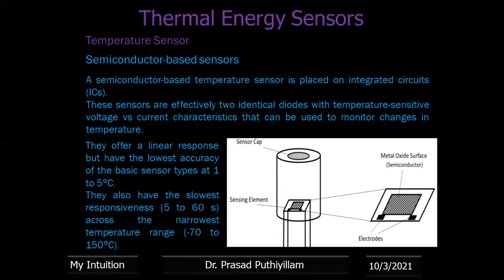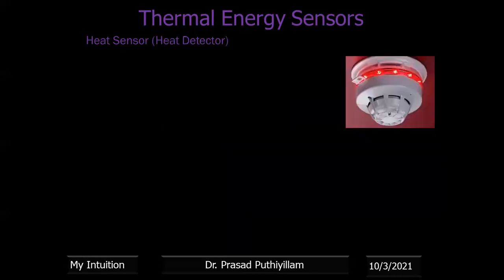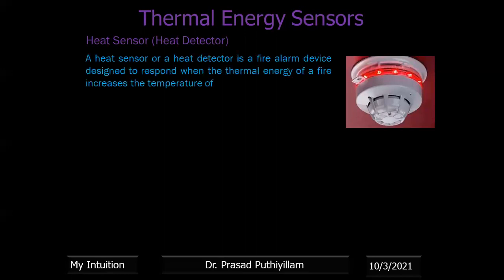Within 60 seconds, it will measure the changes in temperature across a narrowest temperature range of 70 to 150 degrees Celsius. Now the heat sensor, or usually we call it a heat detector. You might have seen this type of device in our home or in a shopping mall. The heat sensor or heat detector is a fire alarm device which is designed to respond when there is thermal energy, or mainly in fire cases.